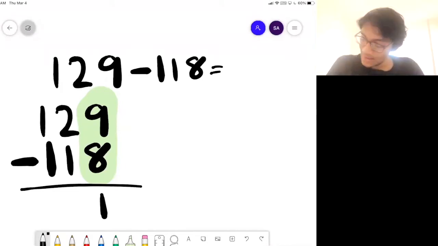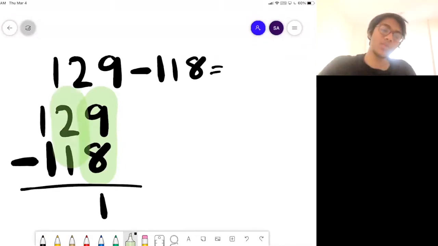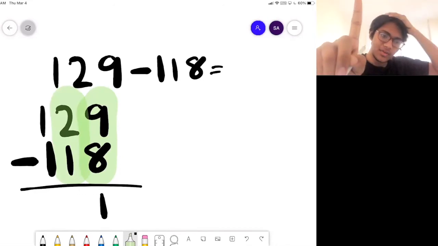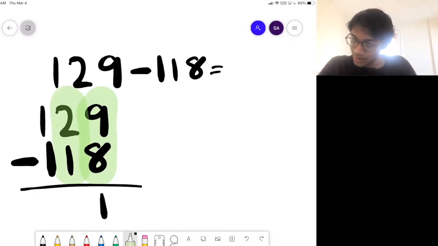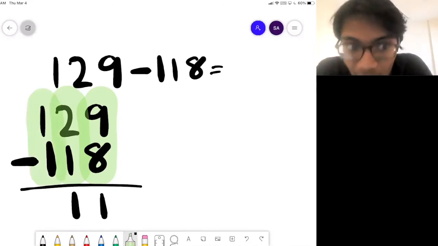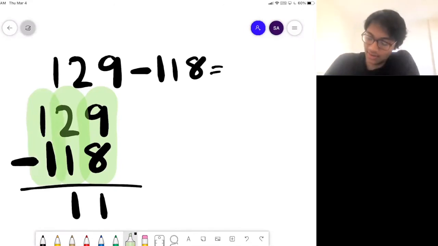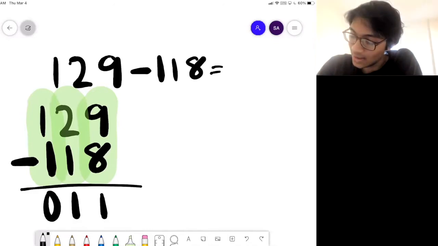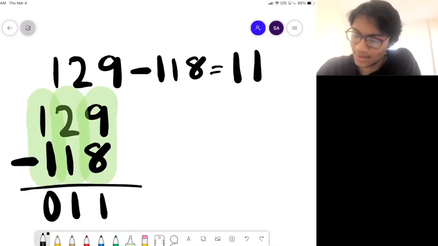Okay. Next column, 2 minus 1. You got 2 in your head, put up 1 finger. 2, 1. So 2 minus 1 is 1. In my last column, I have 1 minus 1. 1 minus 1 is just going to be 0, right? So this is 0. So 129 minus 118 is just 11. Cool, right? Let's do some more.